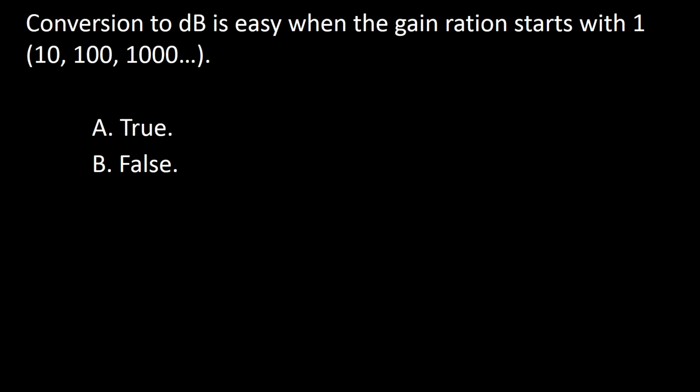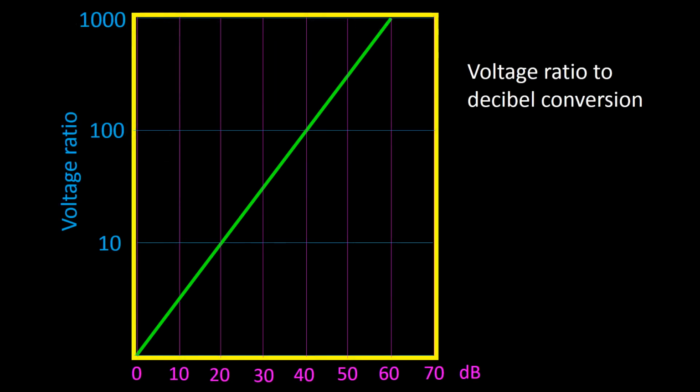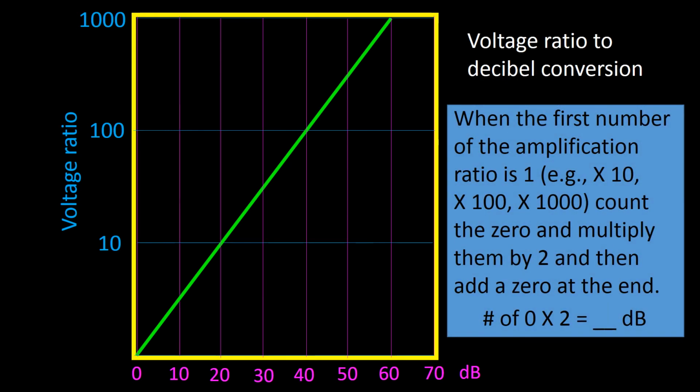Conversion to dB is easy when the gain ratio starts with 1. A true, B false. This diagram can be used to visualize the relation between voltage ratio, gain, and decibel conversion. When the first number in the amplification ratio is 1, the way to translate it to dB is easy. Just count the number of zeros and multiply them by 2, and then add a 0 at the end to the result.